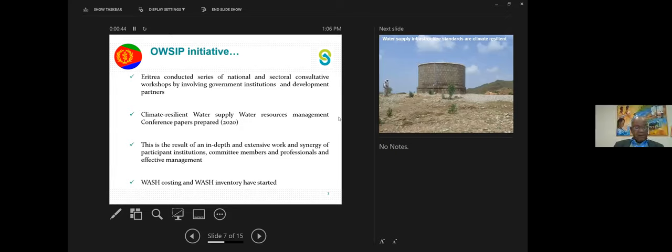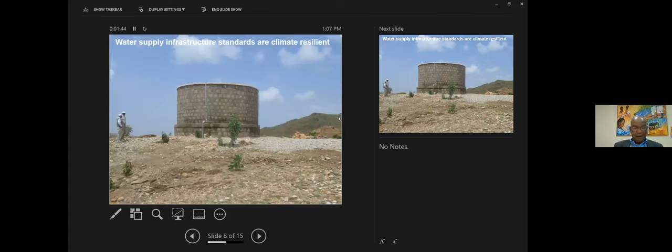The One WASH strategy has initiatives as a continuation of what has already been mentioned as top priorities. One, Eritrea conducted a series of national and sectoral consultative workshops involving government institutions and development partners. Among these, the one recently conducted is on climate resilient water supply and water resource management. The proceedings are already prepared. This was the result of in-depth and extensive work and synergy of participant institutions, committee members, professionals, and effective management. In line with this, WASH costing and WASH inventory have already started and are in process.